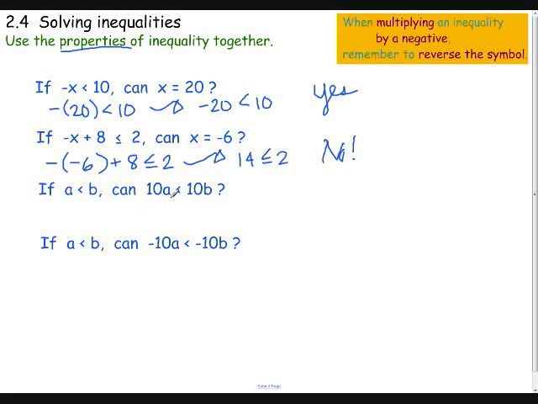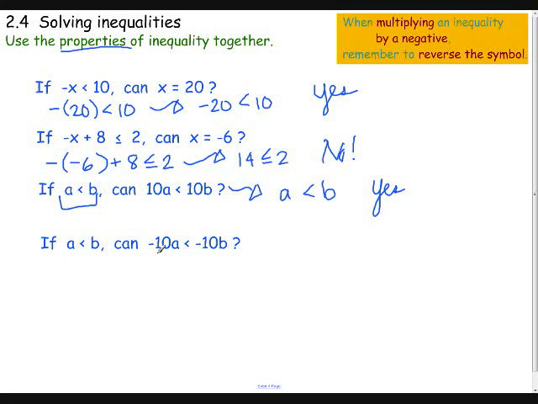We'll just multiply both sides by a positive 1/10, and we'll get A is less than B. So this would be true. Yes. If A is less than B, if you multiply both sides by 10, that will also be true.